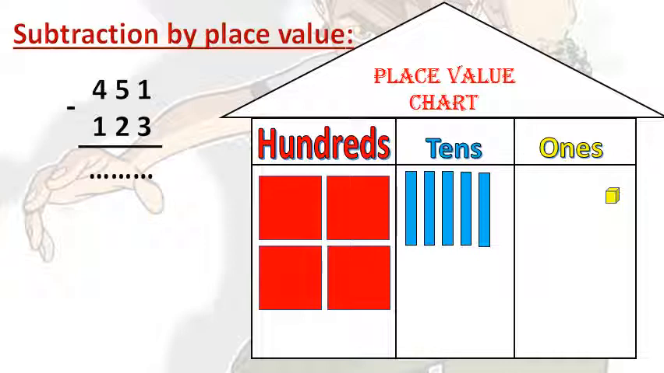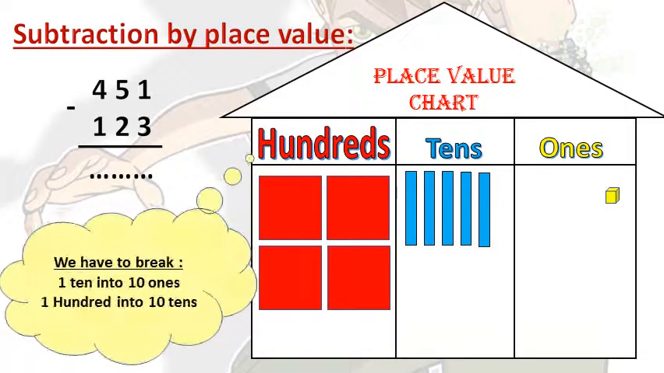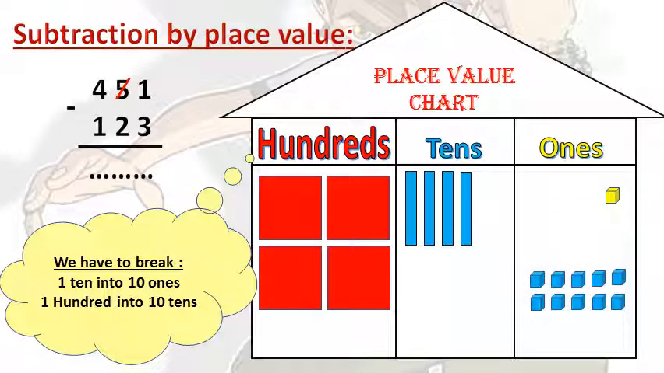I'm going to take 3 from 1. Can I take 3 from 1? Of course not. So I'm going to do what? I'm going to move to the tens place and take 1 to break it into 10 ones in the ones room. So here the ones room will have what? Yes, the ones room will become 11. And what about the tens? Yes, the tens will become 4 instead of 5, right?